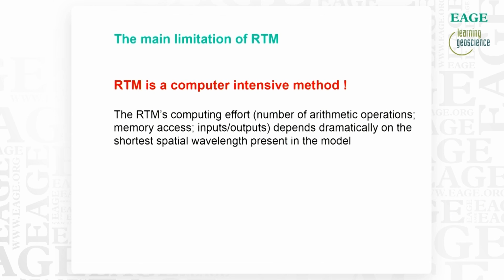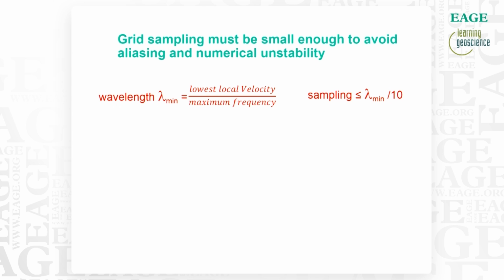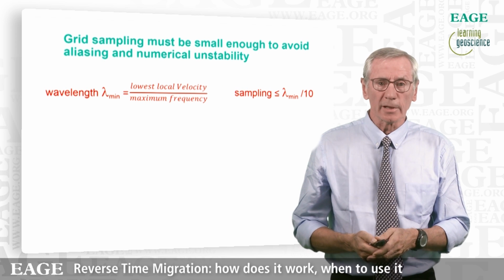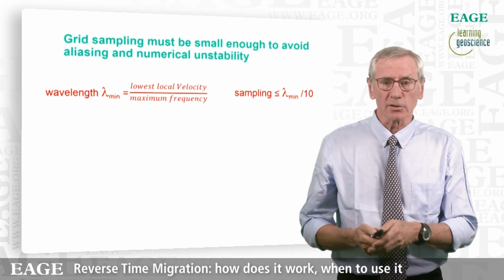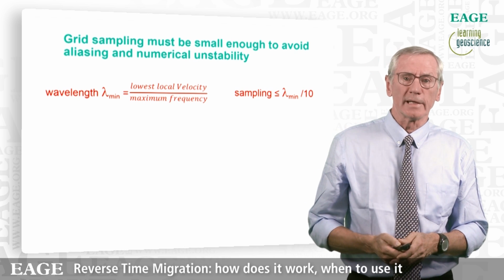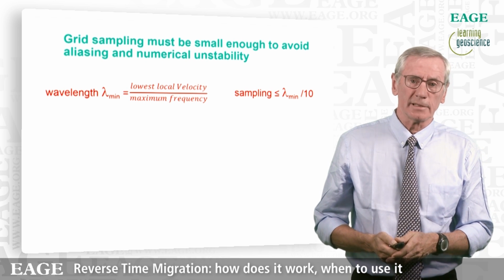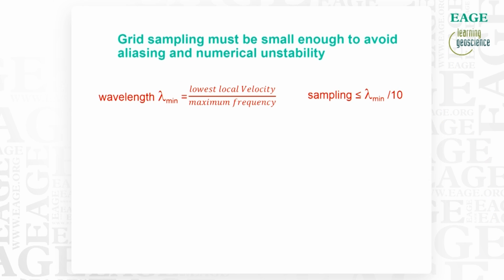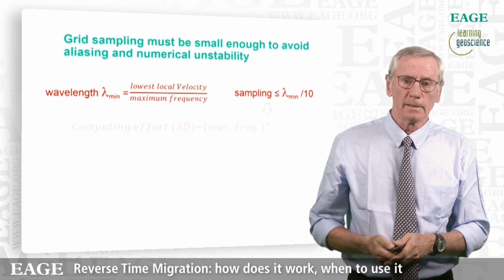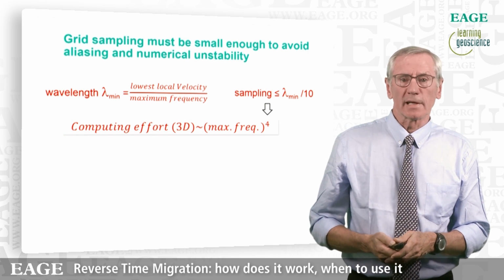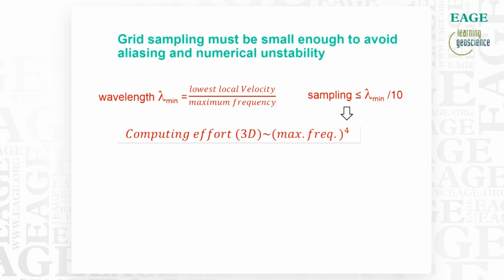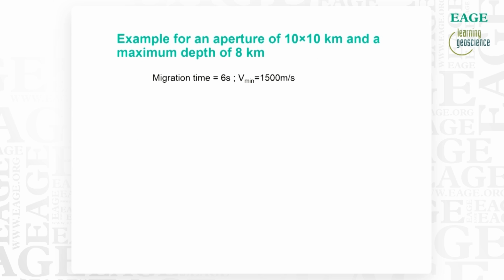However, the real issue and main limitation of RTM is the computing cost for high frequencies. The number of arithmetic operations to perform depends on the size of the 3D wave fields, which depend on the spatial sampling rate. The latter is constrained by the fact that the shortest wavelength in the data and its derivatives must be properly sampled to avoid numerical instabilities. This shortest wavelength, in turn, is a function of maximum frequency and minimum local velocity. At the end, the rule of thumb is that the number of operations increases with the fourth power of the maximum frequency in the data. And this is not good news.